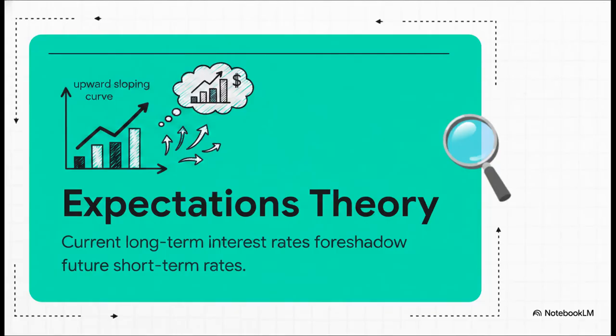First up is the expectations theory. This one is pretty straightforward. It suggests that current long-term rates are simply a foreshadowing of what the broader market collectively believes future short-term interest rates are going to do. So if you see an upward-sloping curve, it basically means the market consensus is expecting interest rates to rise in the future. They're pricing in their expectations.